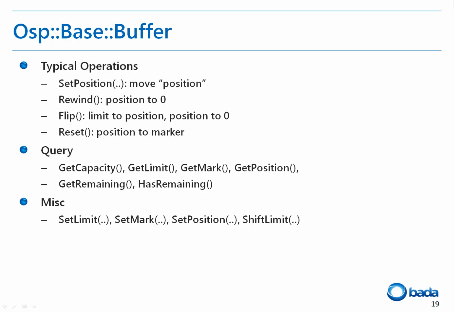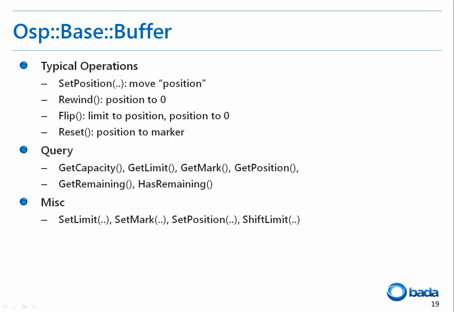The flip function can be used when you have written data to the buffer and you're about to read the data from the buffer. For example, if writing to the buffer is completed, the buffer's position value would indicate the end of the data within the buffer. At this time, if you call the flip function, the limit is set to the position indicating the end of meaningful data, and the position is returned to the beginning of the data in the buffer to prepare for the reading operation. As I mentioned before, the reset function is used to move the position to the location indicated by the marker.